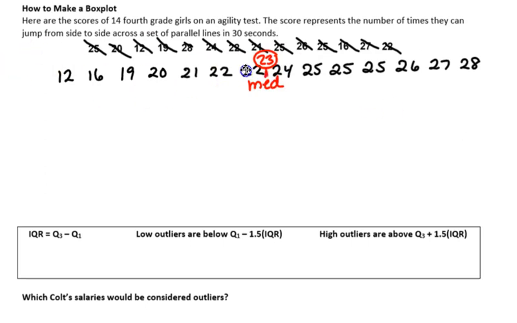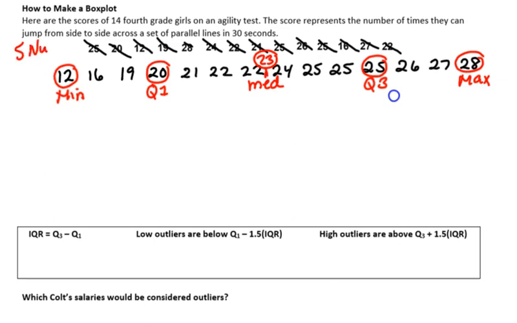We're going to look at the left half of the data and find the middle number, or the average of the two middle numbers. In this case, there is a single middle number, 20. We're going to call that Q1, quartile 1. The middle of the right side of the data is 25, so we're going to call that Q3. 28 is our maximum value, and 12 is our minimum value. This is known as the 5-number summary of the data.